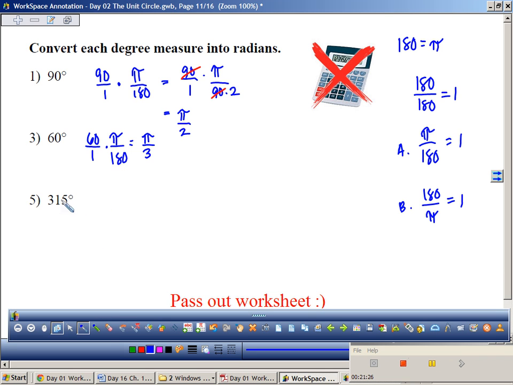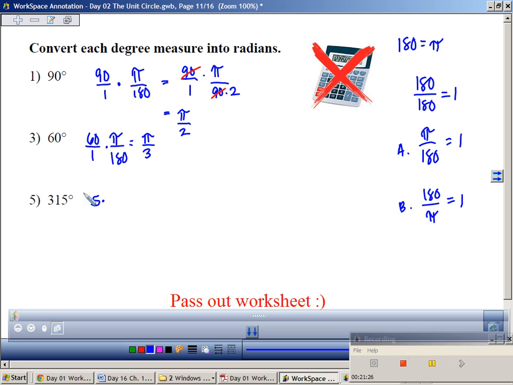315. Huh. I better break that up. I know there's a 5 in there. 5 times what? 5 goes into 30 how many times? 5 goes into 15 how many times? 63. Right?